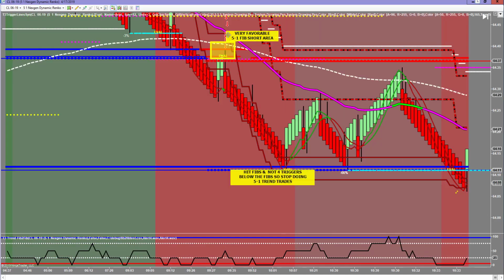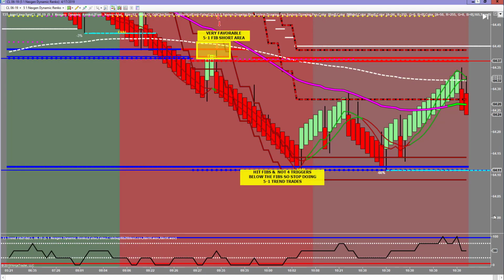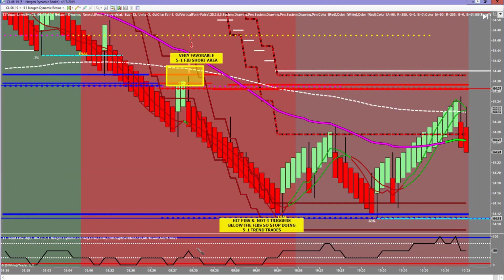You see how the two of them go together? And again, we didn't quite get our fit to fib oscillator up to the right spot, but it sure was pretty.